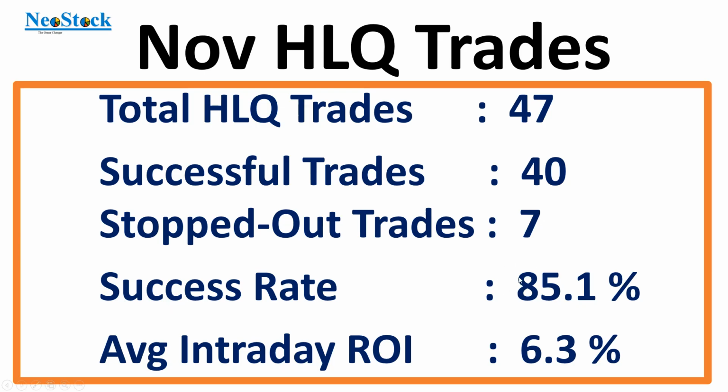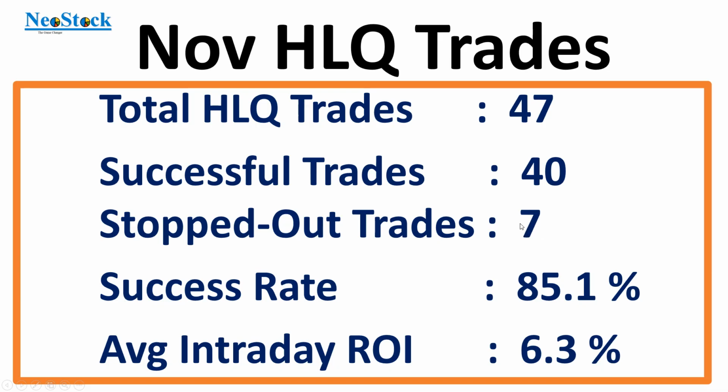Now look into the statistics, how we achieved both those statistics. The first one, minimum 80% success rate. Yes, during this month, it gave 85.1% success rate. And what about average intraday ROI? Average intraday ROI during this month is very good, excellent. It gave you 6.3% average intraday ROI for all these stocks together, including stopped out trades. All these 47 stocks, that includes 40 successful trades and 7 failure trades. By combining all, it gave you 6.3%.